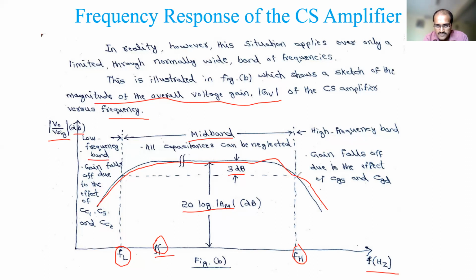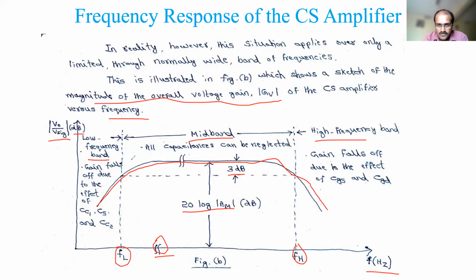Okay, and after this 3 dB point to this side, we call that the high frequency band. So that's what we are discussing, the 3 frequency bands, and the reason is also mentioned here. In the mid band, all capacitances can be neglected, as we did in the previous case. Internal capacitance is also neglected, and the coupling capacitance. When we neglect those, you will see a constant response. That is called the mid band.